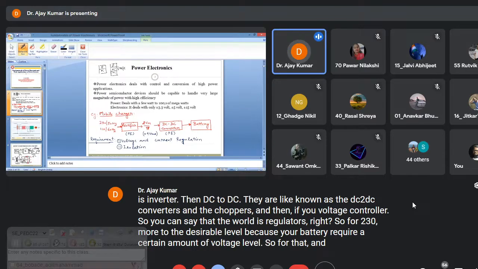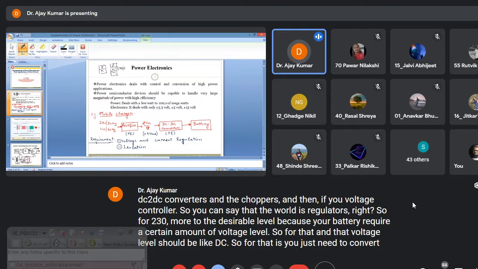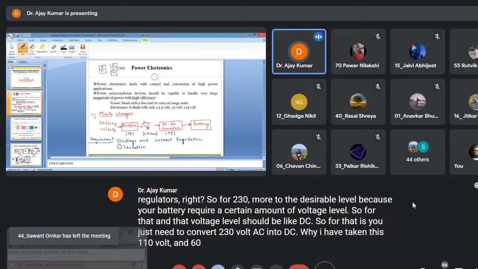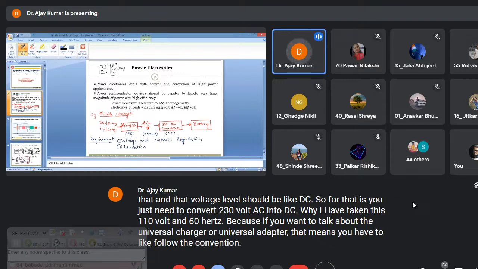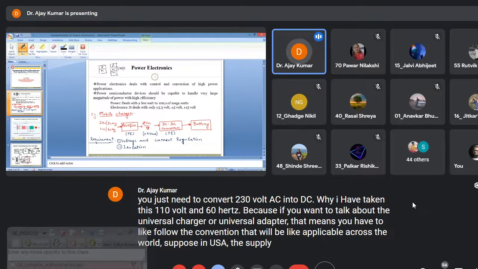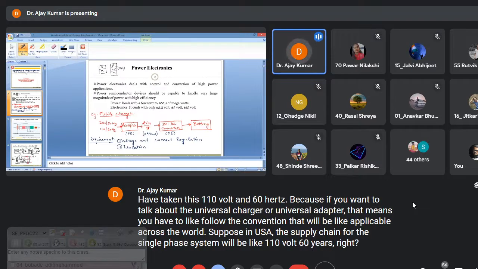So in that case, you just need to convert 230 volt AC into DC. Why have I taken this 110 volt and 60 hertz? Because if you want to talk about the universal charger or universal adapter, you have to follow the convention that is applicable across the world. Suppose in the USA, the supply for the single phase system is 110 volt 60 hertz, right? So for that case, I have considered this.